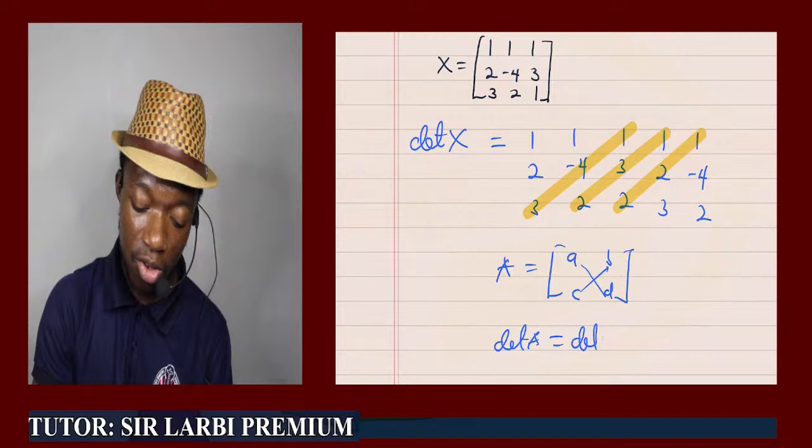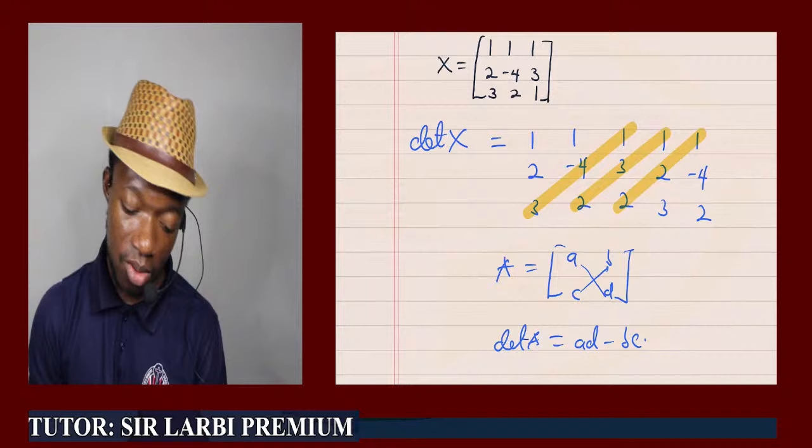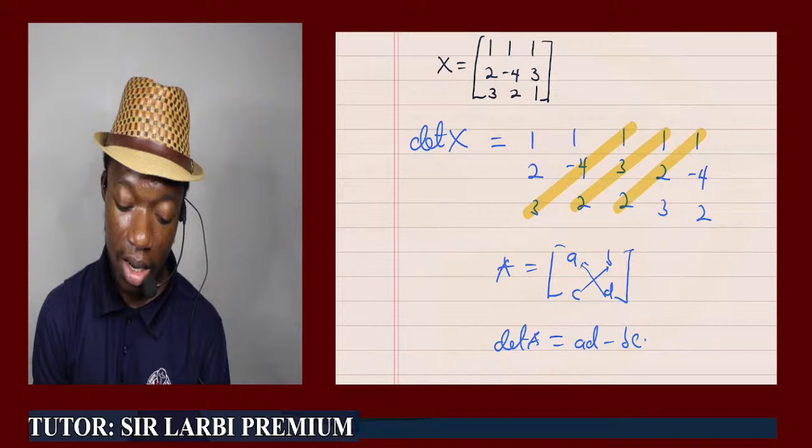It should be equal to AD minus BC, if you can remember. So that means I will find the product of A and D, then subtract BC from it. That will give us the determinant.